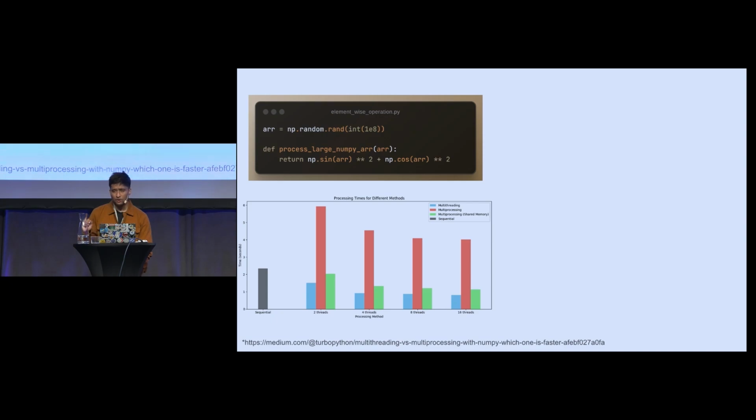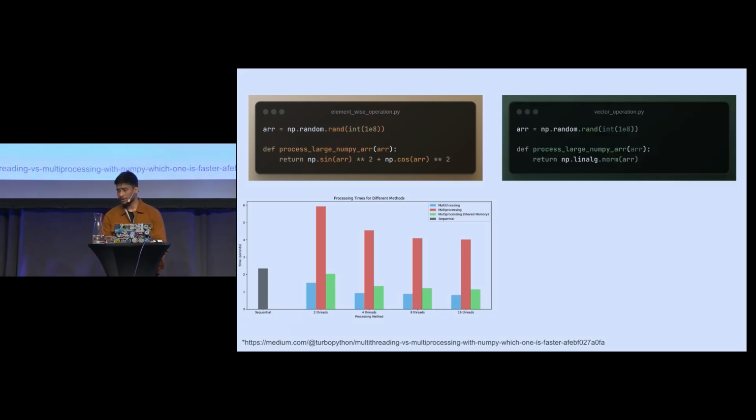But this is not what you do in production. You are not going to do the sine and cos. What I want to do is replace this function with the usual thing in machine learning, that is calculating the magnitude of a vector using the norm function in NumPy.